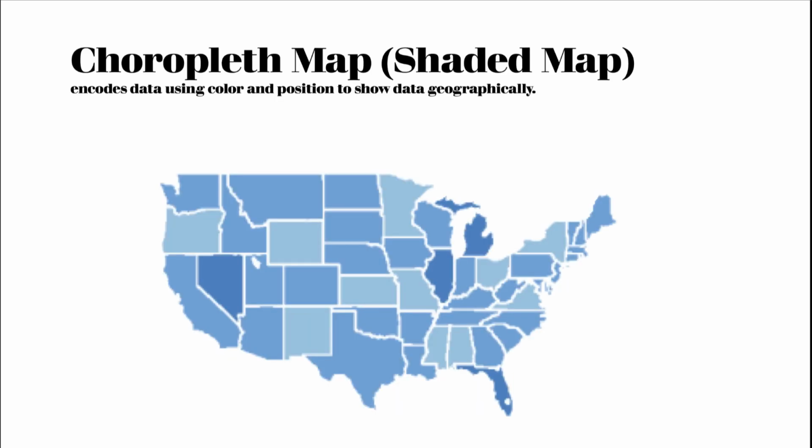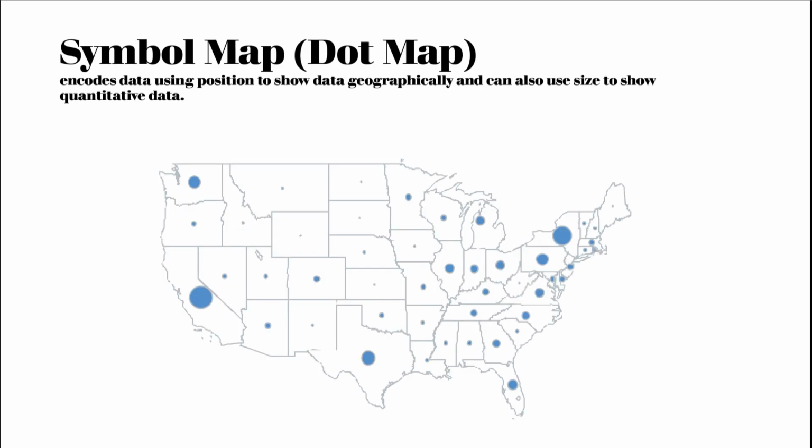Besides that, we can use the shaded map, which uses color to encode quantitative data, for example sales by state, or categorical data, for example region by country. Position is naturally encoded in the map as well. And this is a symbol map, which uses dots or symbols on a map to encode data with position, size, and color, which can also be used to encode other data.